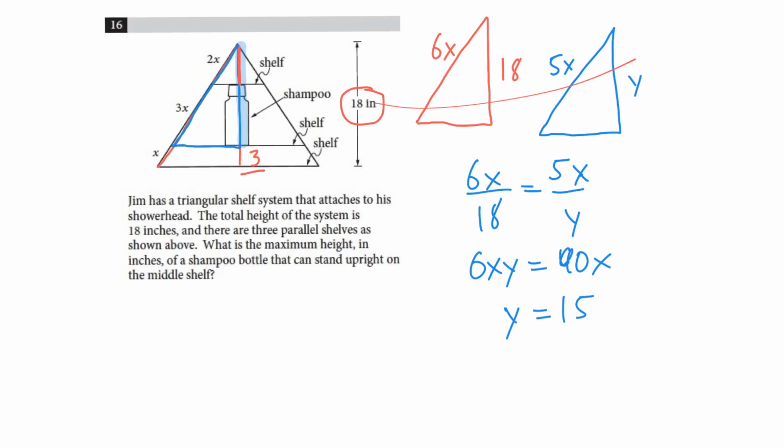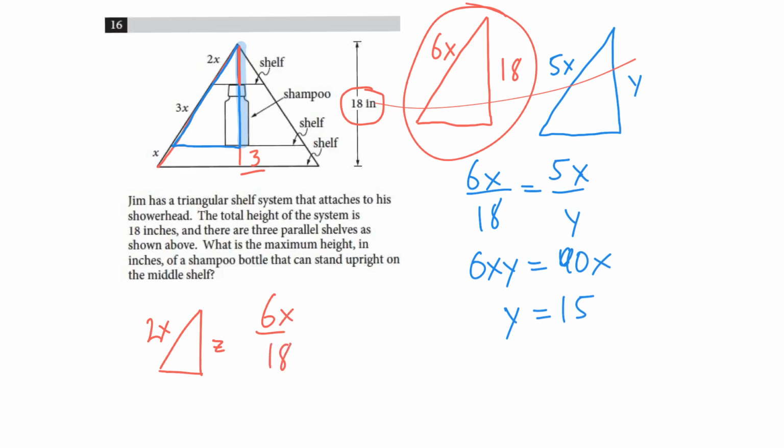Okay, well, this top triangle is also going to be similar, and that has a hypotenuse of 2x, and let's use maybe z for the height. So we know that has to be proportional to the other 2 triangles. I'm going to use the first one that we used. So we're going to have 6x is to 18 as 2x is to z.